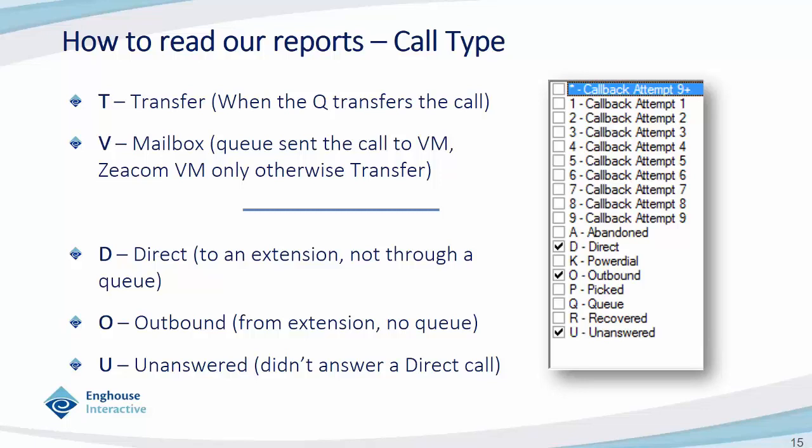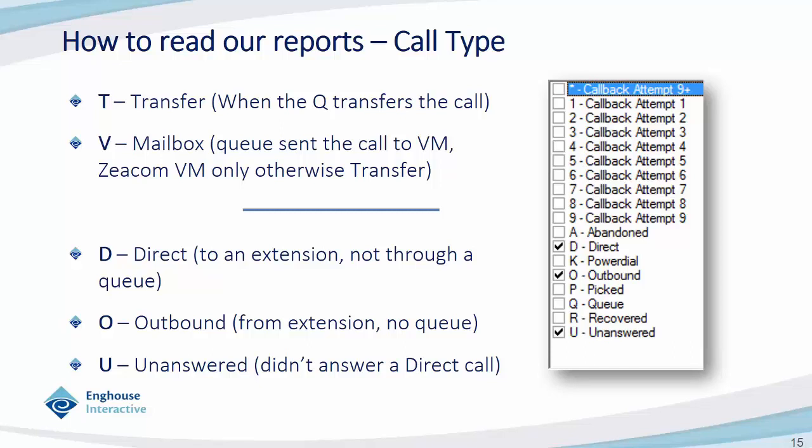A direct call. A direct call is to an extension, not through the queue. Now, what that means, and the easy explanation that I use is, let's say I'm an agent, and I'm sitting there at my desk, and my boss decides to call me at my extension. Well, that call would then show as a direct call that came to my extension because it didn't go through the queue. It came right to my extension.